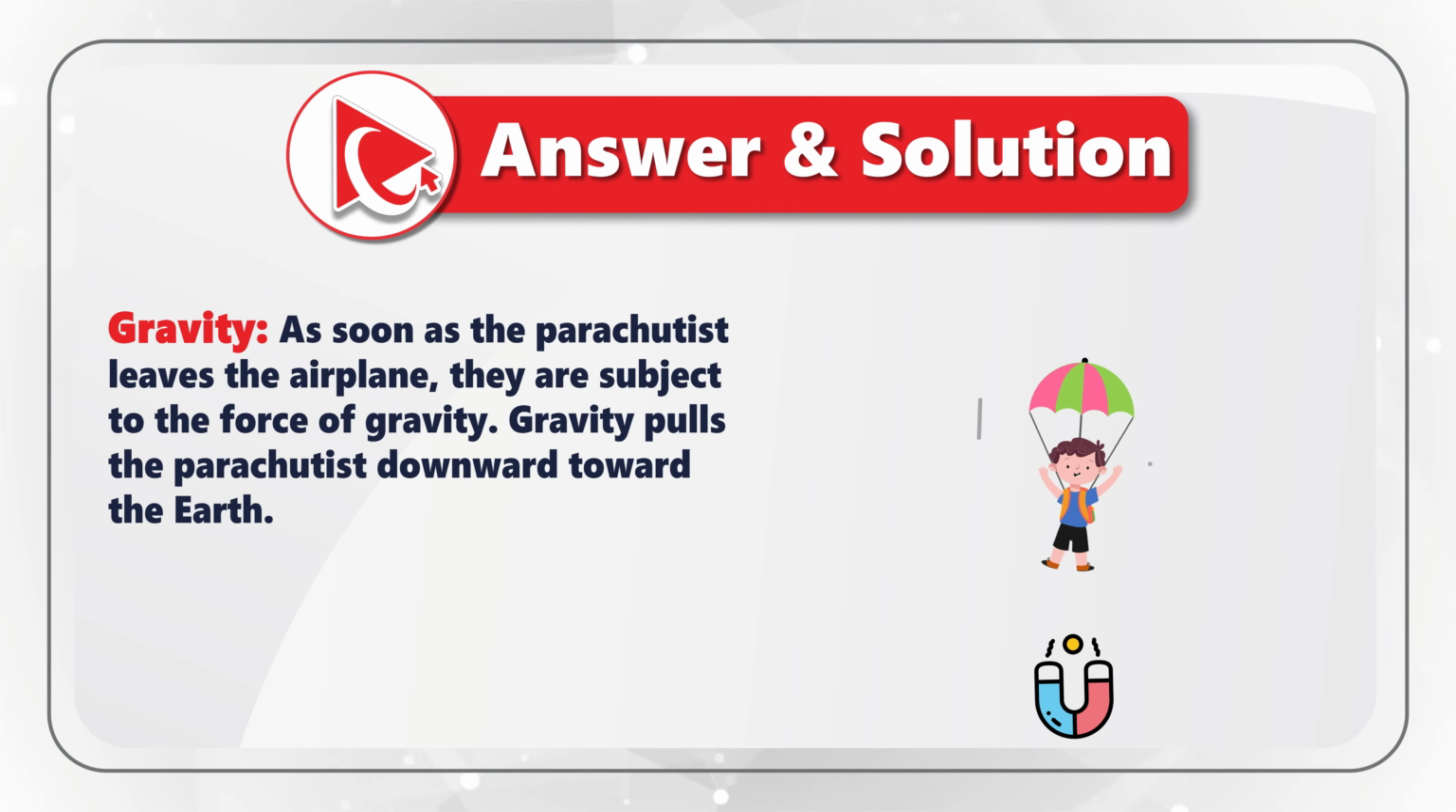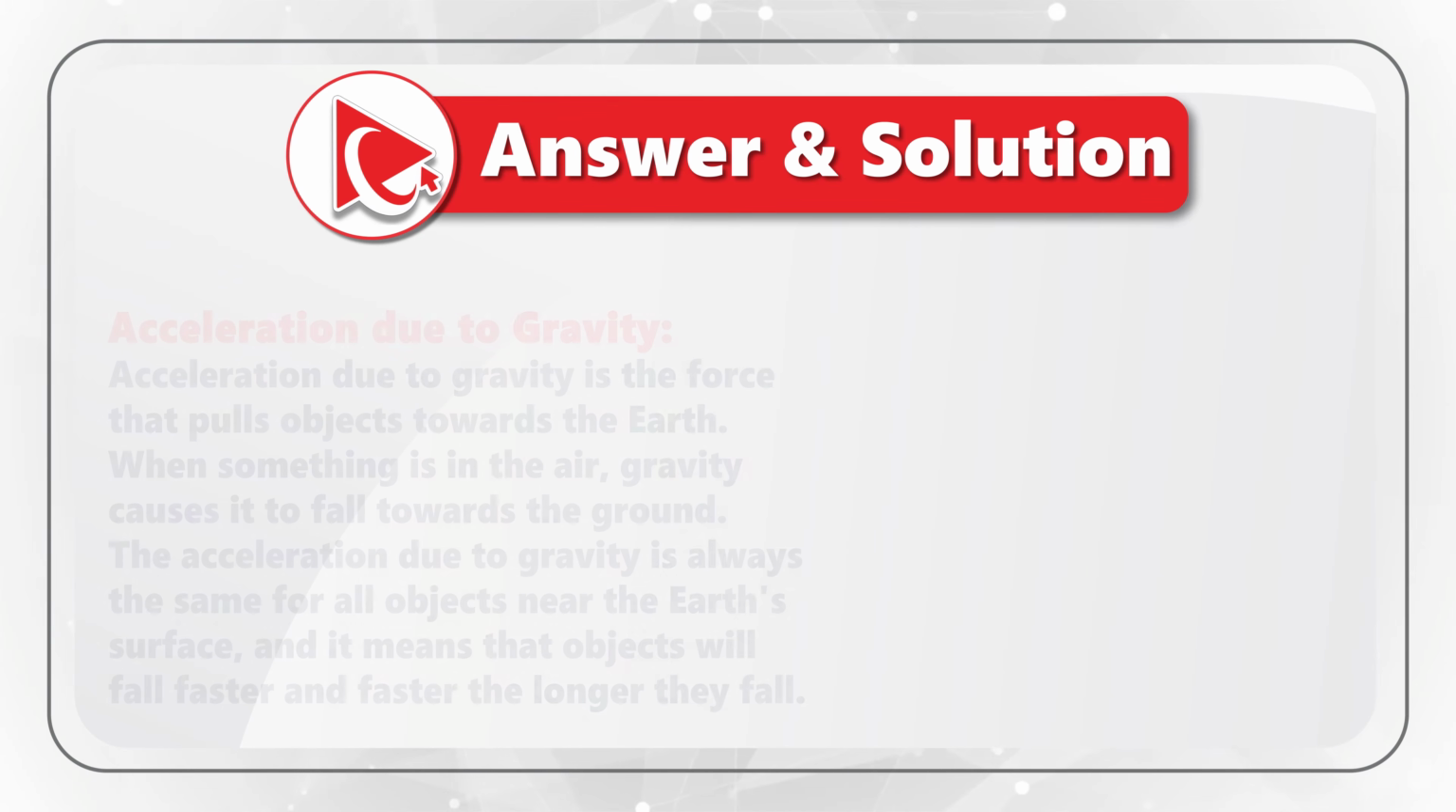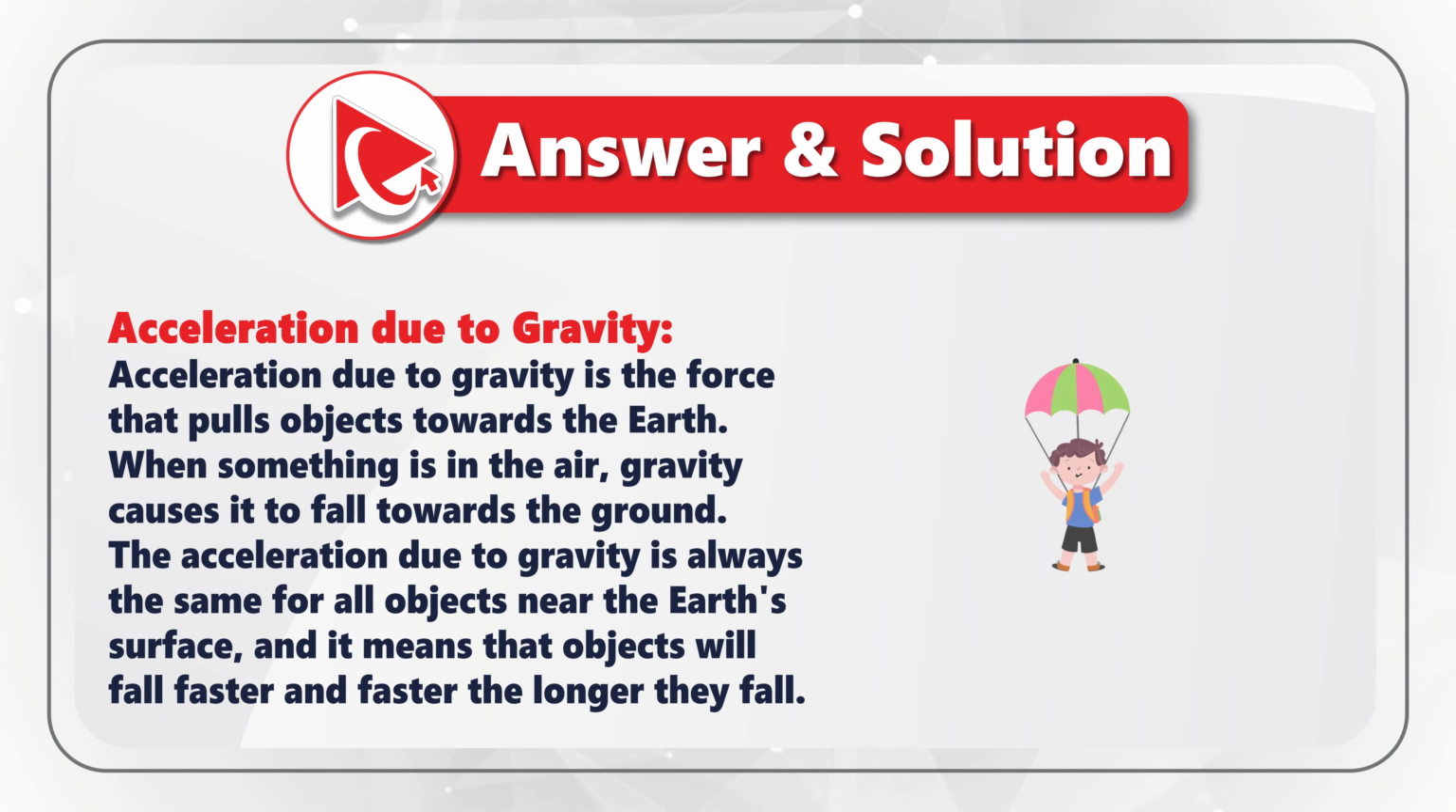Another force that will define the trajectory is the force of gravity. As soon as the parachutist leaves the plane, they will be subject to the force of gravity. Gravity pulls the parachutist downward toward the earth. And the last force that will drive the trajectory would be acceleration due to gravity.